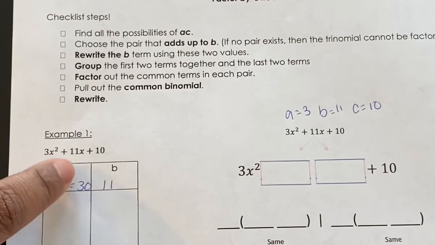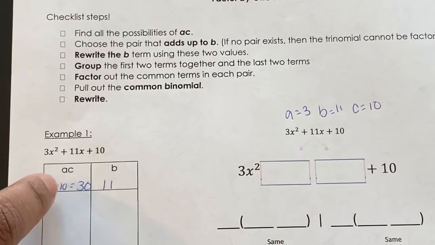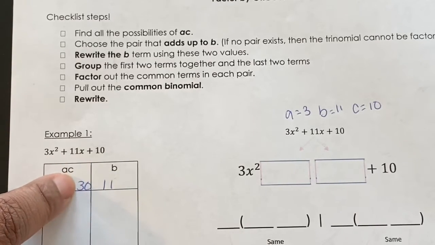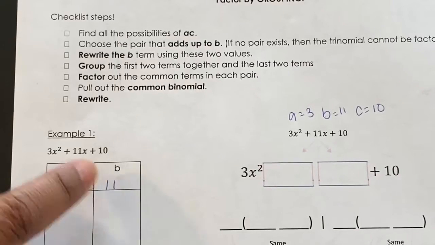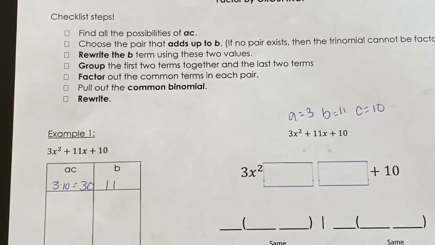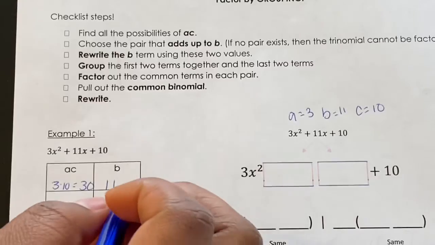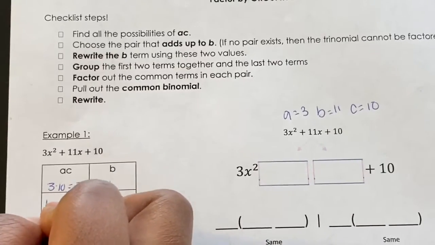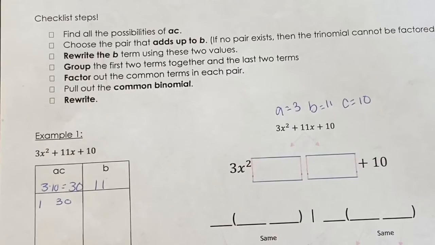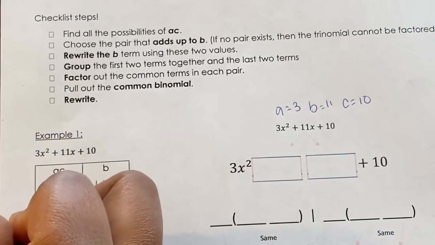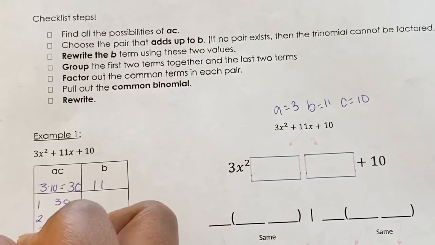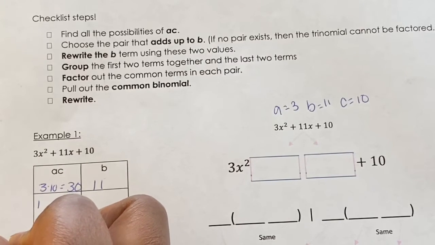So here I have a times c, which is the first step. 3 times 10 equals 30. Now I have to find the factors of 30 that add to make 11. Let's write out our factors of 30. The factors of 30 are 1 and 30, 2 and 15, 3 and 10, 5 and 6.